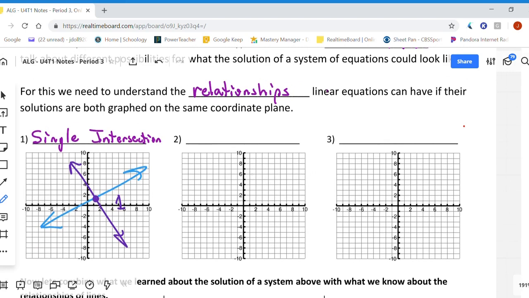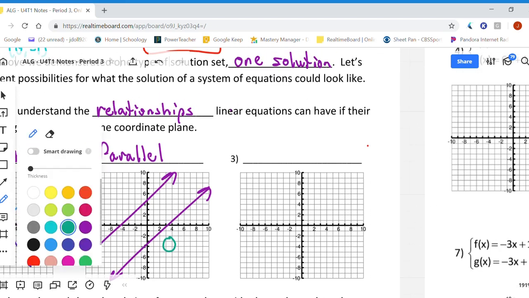Now, you're probably familiar with this, we could also have lines that are parallel. Parallel lines are lines that have the same exact slope, but a different y-intercept, and you can see that these are never going to intersect. That's part of the definition. So we are going to have 0 intersections here. There will be no intersections between these lines.